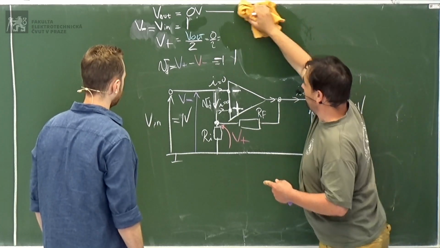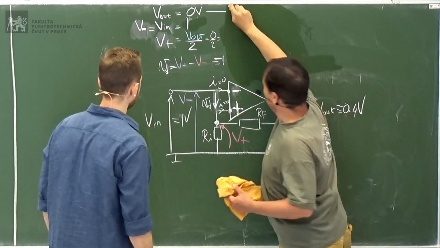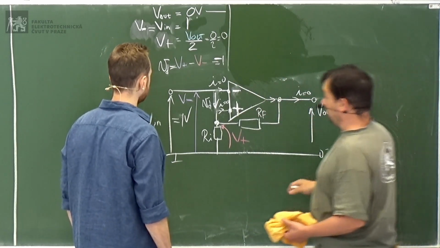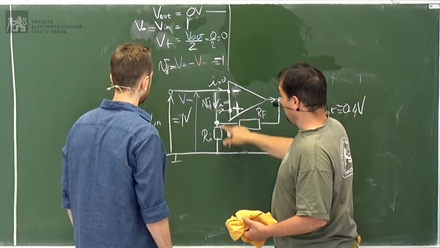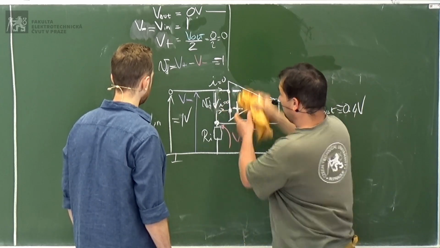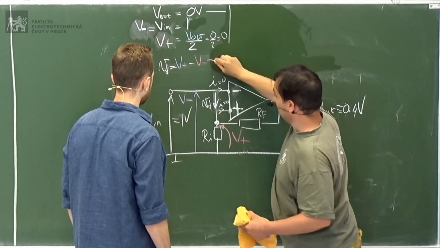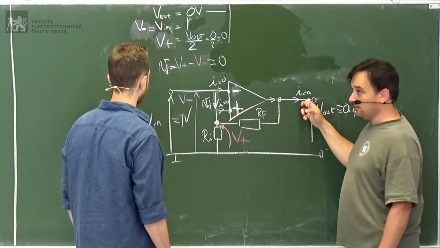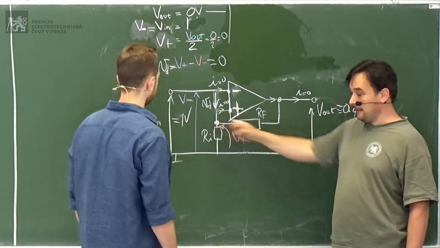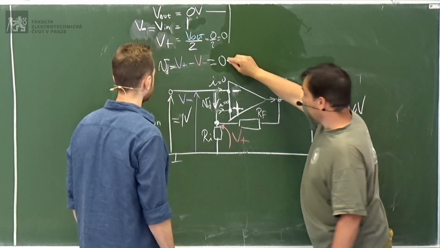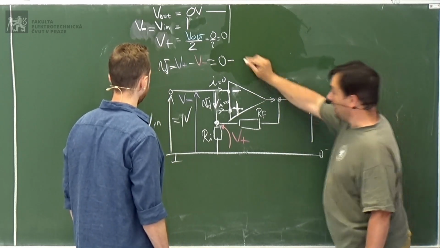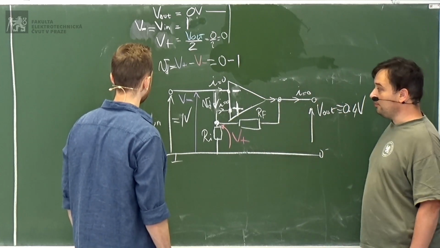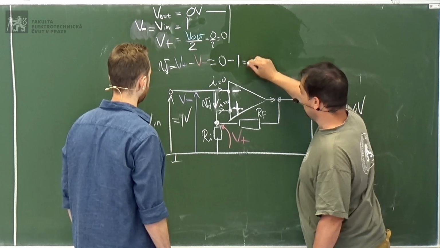Let's start from the beginning, okay? So we have 0 volts. And now we have 0 minus 1, because V plus is 0. Yes. Because V plus is the output voltage divided by 2. It's 0, minus 1, because the negative input is connected to the input. So we have 1 volt. So now we have negative 1 on the output.